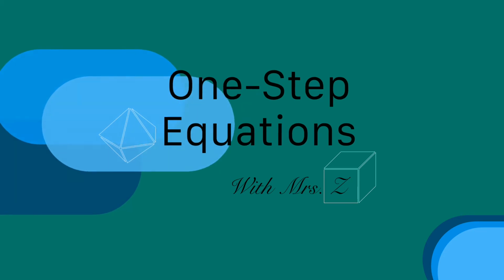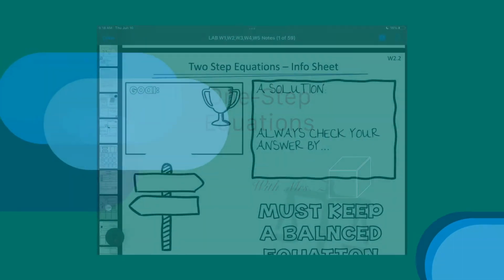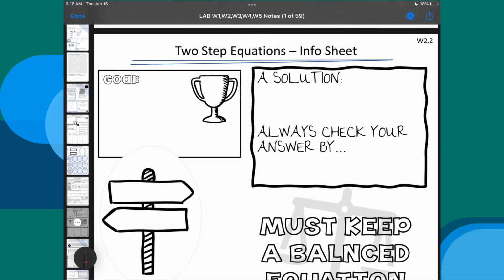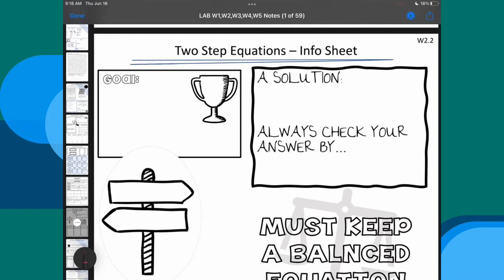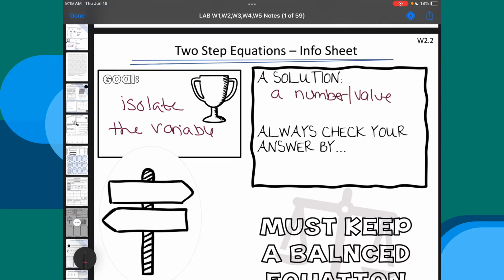This video is about solving two-step equations. Just like one-step equations, our goal is to isolate the variable, being the letter that's in the equation. A solution is a number or a value for that variable. And just like one-step equations, we can always check our answer by plugging back in.